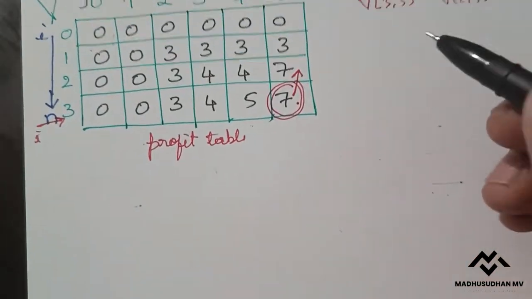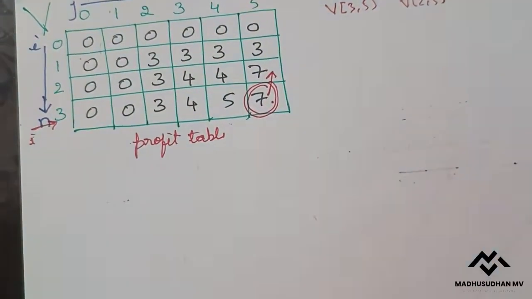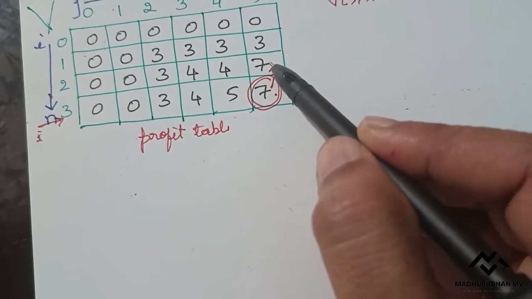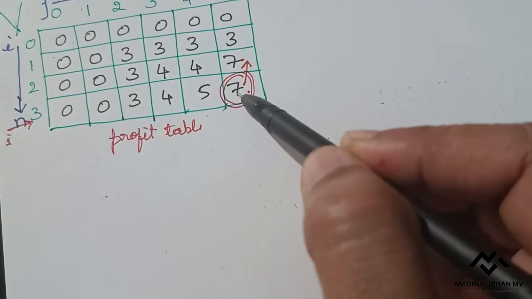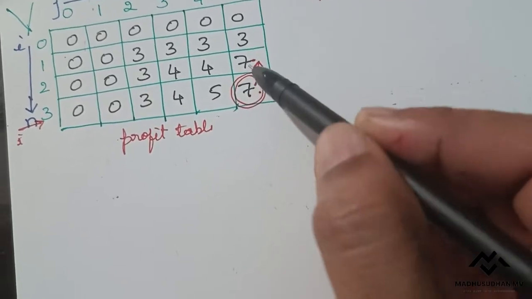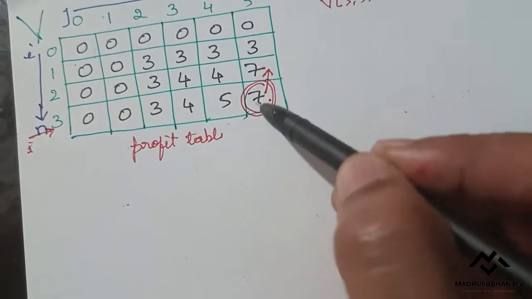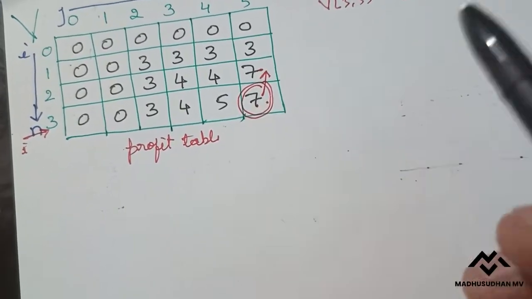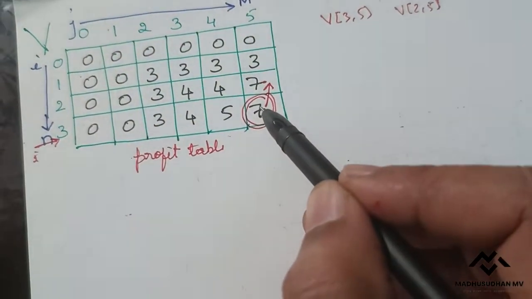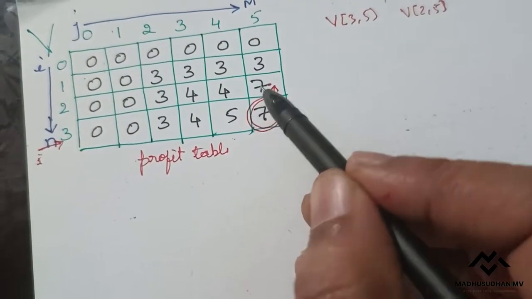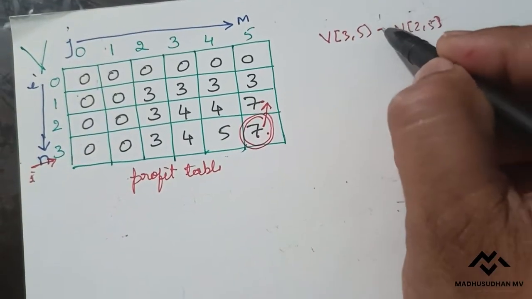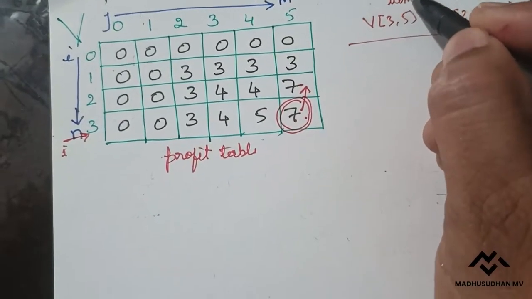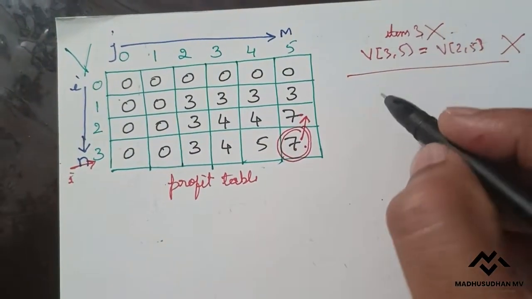Okay, if these two are equal, the third item is not included. That means earlier, when the second item was included, the profit was 7. Now after the item 3, the profit is also 7. If I include it, the value should change. Since the value has not changed, this item is not included. Since these two are equal, item 3 is not included, so check item 2.